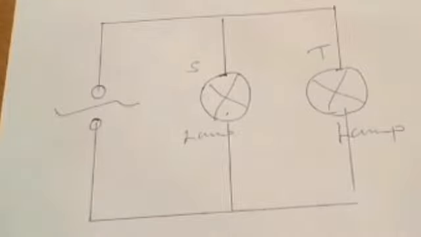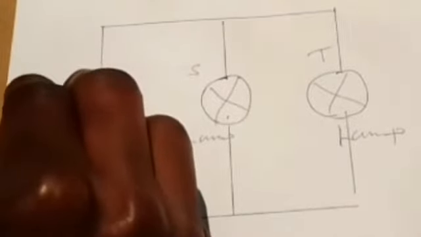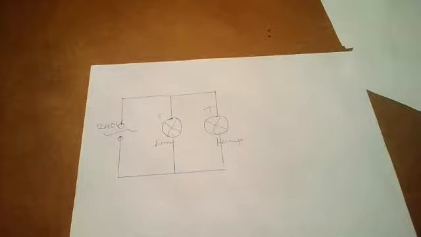So here we have shown. But we are forgetting one thing. We should not forget the voltage, the battery. So it's 240 volts. Then we have drawn. So now, the next question says C.